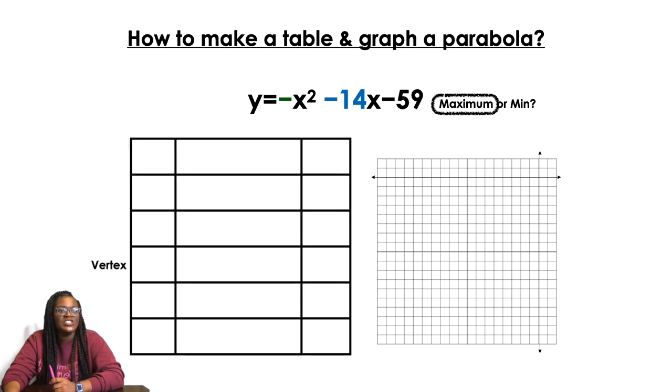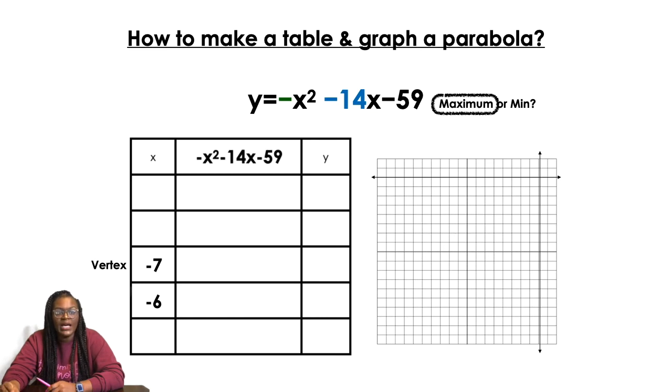Okay, so let's make a table. You always want to put your vertex in the middle of the table. I cannot stress that enough, because the vertex is in the middle of the parabola. You already found the vertex of this problem. It was the first problem that we did in this video. So -7 is the x value of my vertex.